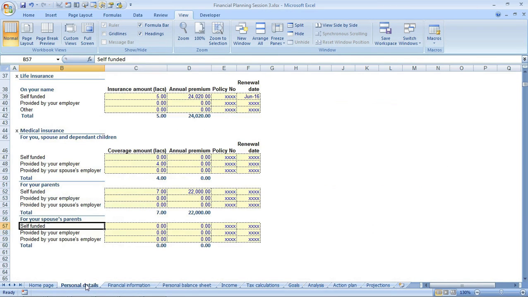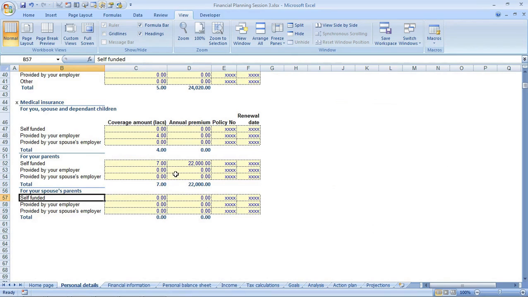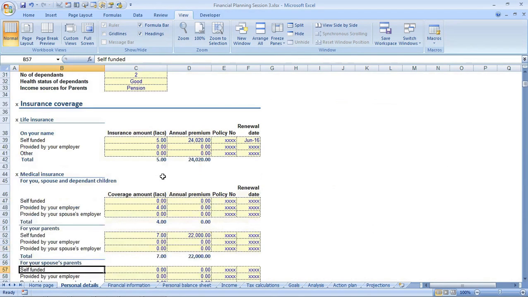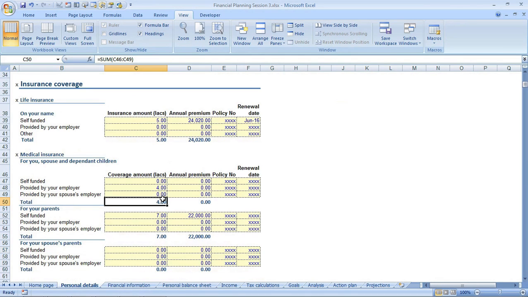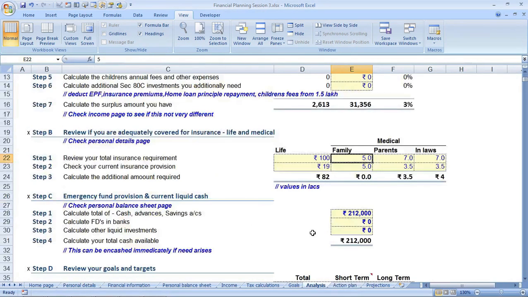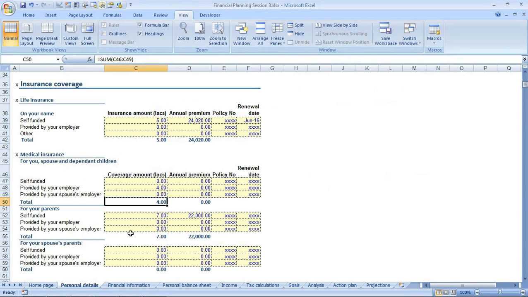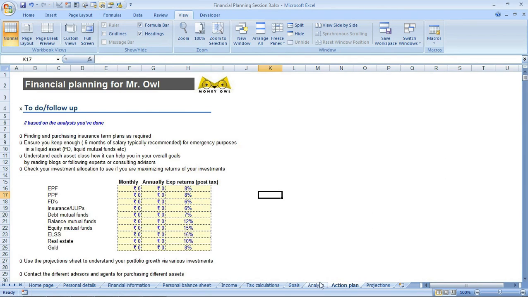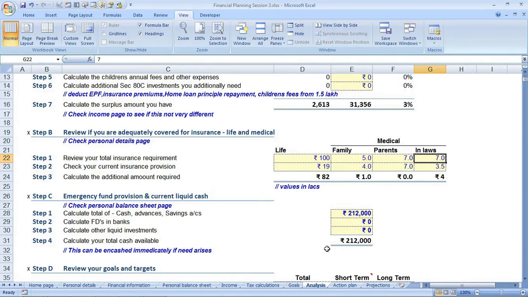And for medical, he is covered for 4 lakh, which is decent. And for parents, he has taken an insurance policy, which is good. And since he is not married, in-laws isn't coming yet.